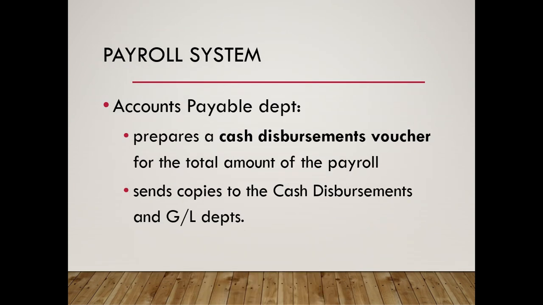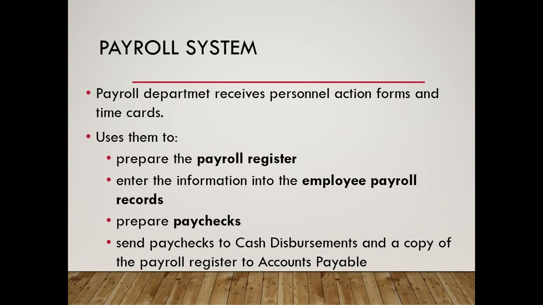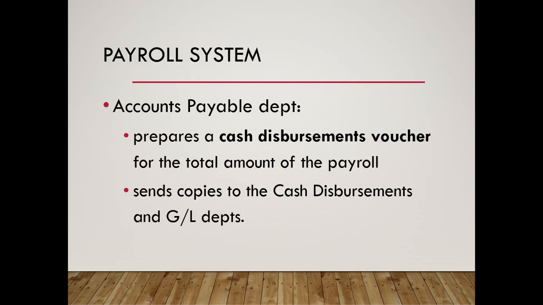So, the accounts payable department received our copy of the payroll register. The accounts payable department will prepare the disbursement voucher. What is the purpose of the disbursement voucher again? This is to be approved. And once this voucher is approved, then you are allowed to disburse, for the total amount of payroll. So it is prepared and then sends the copy to the cash disbursements and general department.